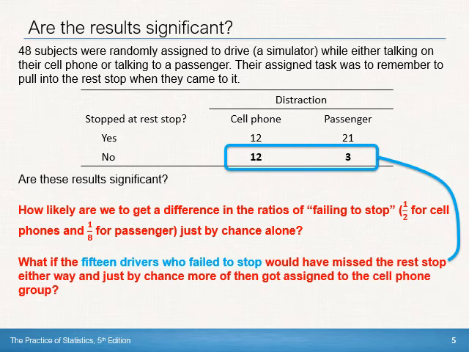All right, so what we're going to think about is the following. Those 15 people who failed to stop, we have to assume that there is no effect here, that talking on a cell phone versus talking to a passenger makes no difference. So those 15 people would have failed to stop regardless of what treatment group they were in. And then just by dumb luck, of those 15, we got 12 assigned to one group and 3 assigned to the other, right? So how likely is that to have happened?